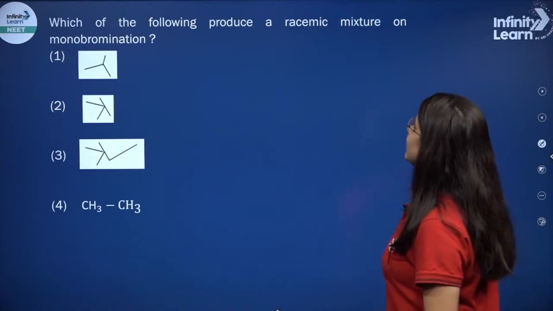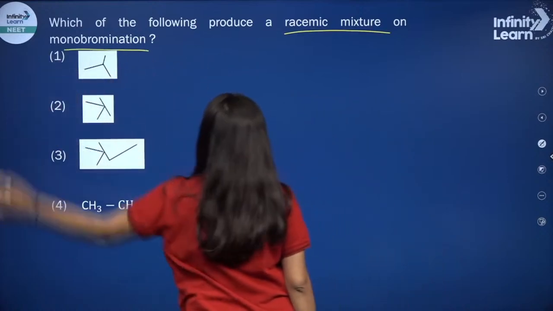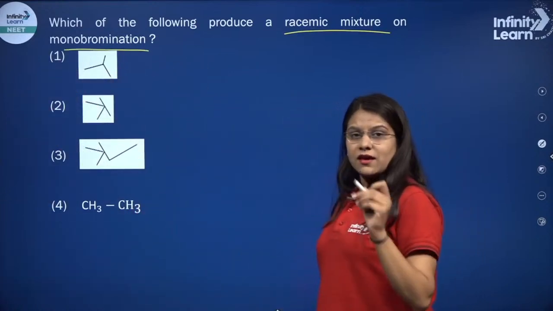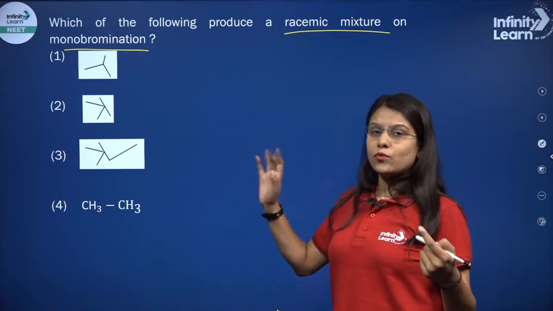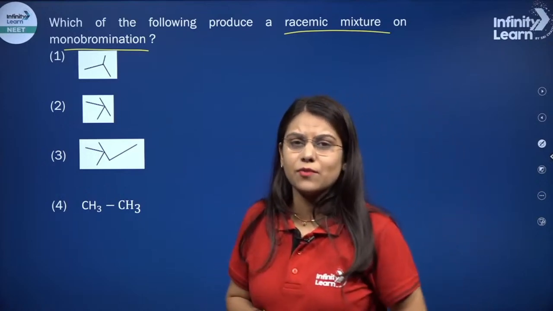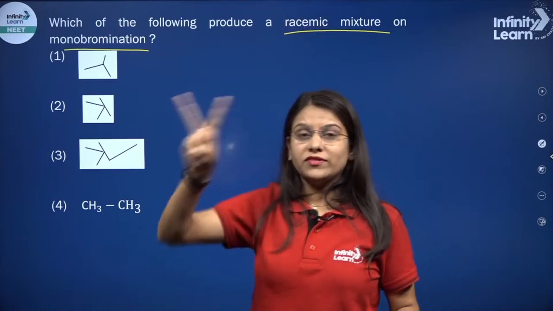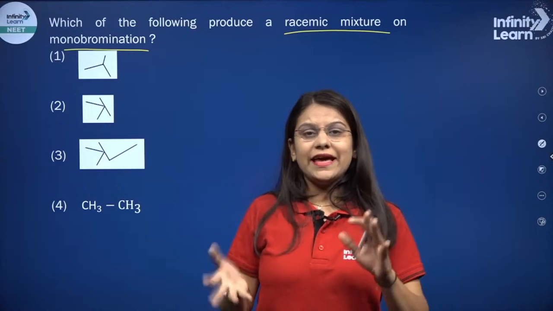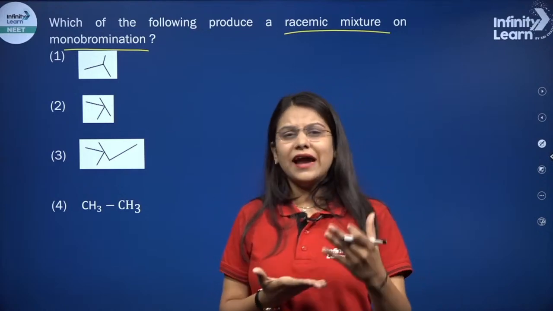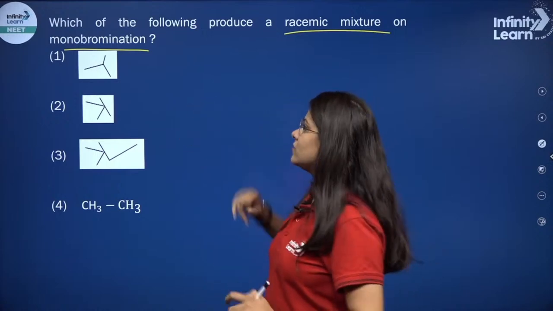Which of the following produce a racemic mixture on monobromination? Now we will be talking about an alkane on which we are doing monobromination, and after bromination I'll be getting a racemic mixture. Racemic mixture means an equal amount of both the isomers, right? Equal amounts of D and L will form the racemic mixture. So for that I need a chiral carbon, right? So I'll just draw the structure first.